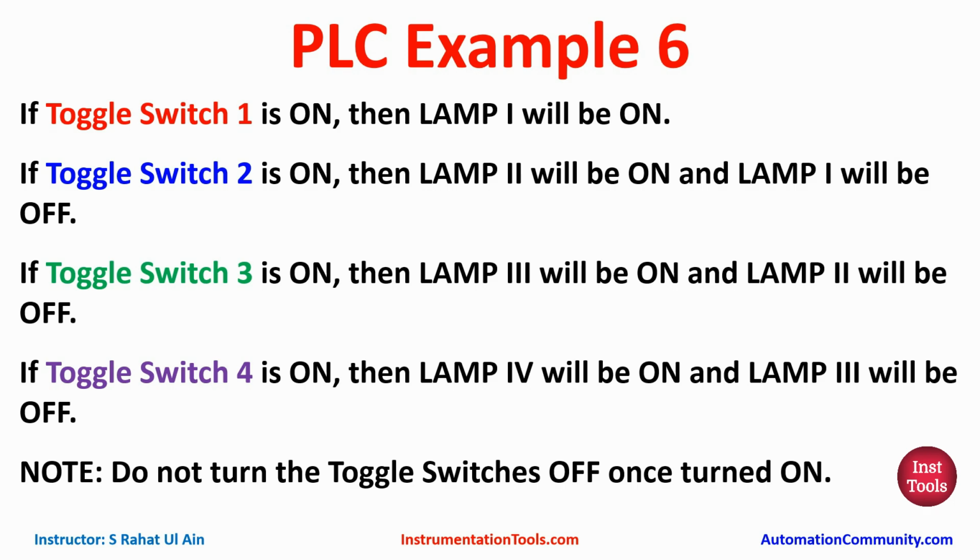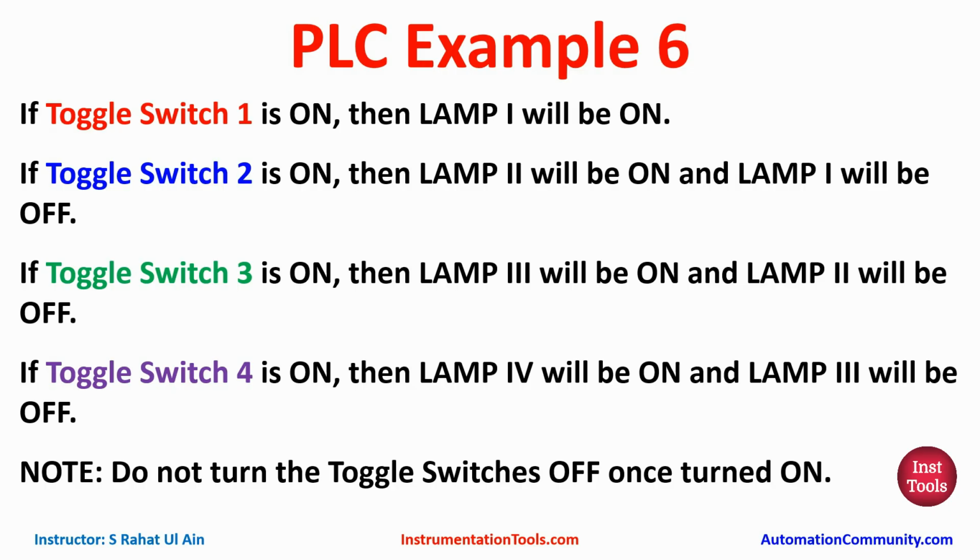If toggle switch 3 is on, then lamp 3 will be on and lamp 2 will be off. Similarly, if toggle switch 4 is on, then lamp 4 will be on and lamp 3 will be off. Note, do not turn the toggle switches off once turned on.